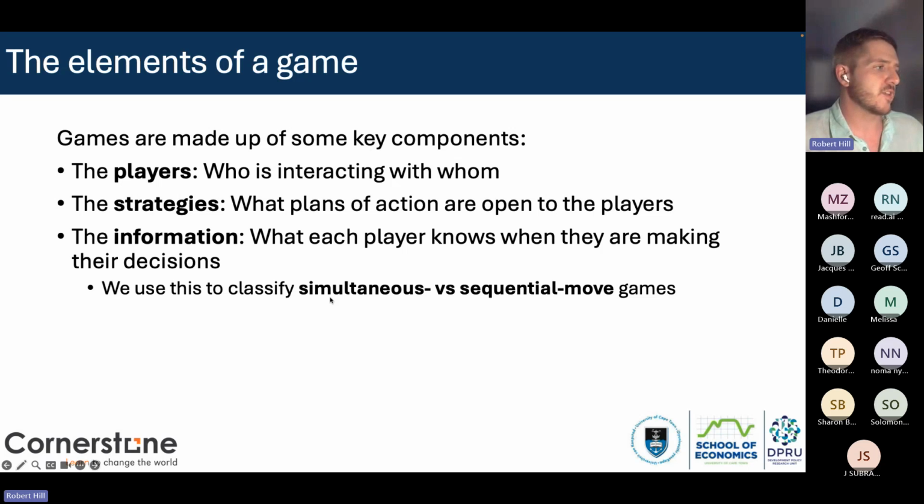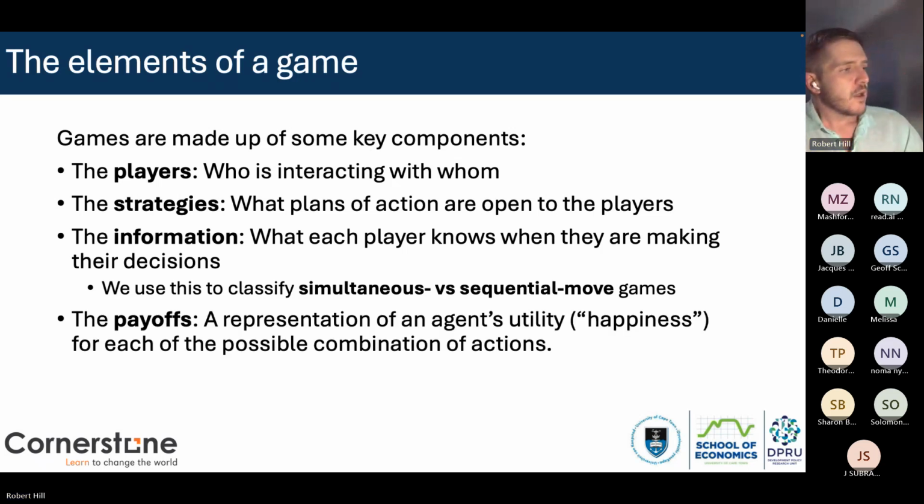Right, and this is my point here, that we use information to classify simultaneous versus sequential move games, and I will come back to this point in a moment. The final thing that we need for a game is payoffs. So we need to basically understand what an agent's happiness or utility will be under each possible combination of outcomes. So how happy will each outcome make each individual player?